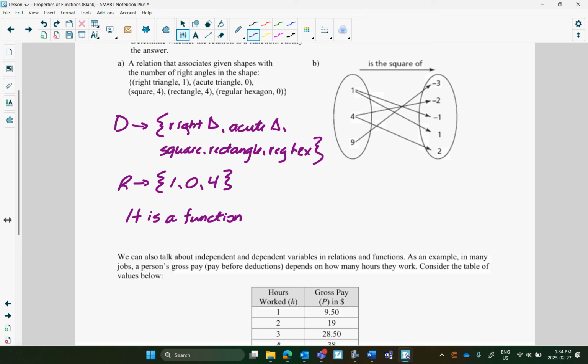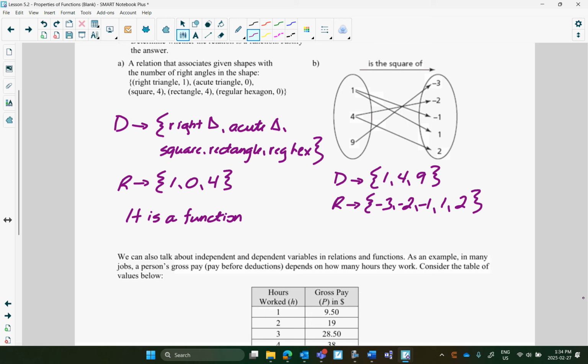For the second one, we've got an arrow diagram. What's the domain? 1, 4, 9. What's the range? Yeah, just list those numbers in the second order. You got to be able to read an arrow diagram properly.